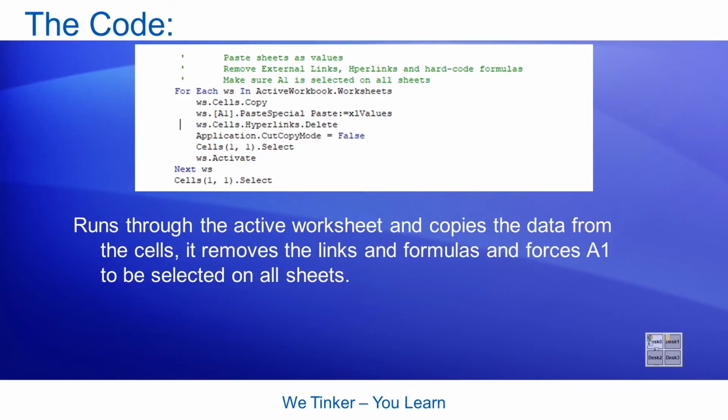For each WS in active worksheets, we're going to run through the active worksheets and copy the data from the cells. It's going to remove the links and the formulas and force A1 to be selected on all sheets. That's how this code works.